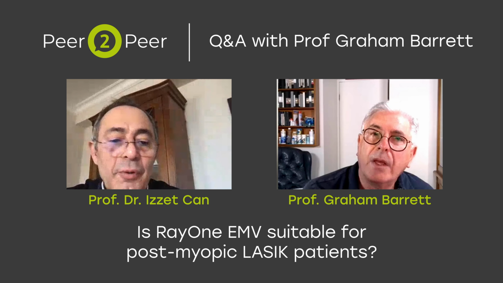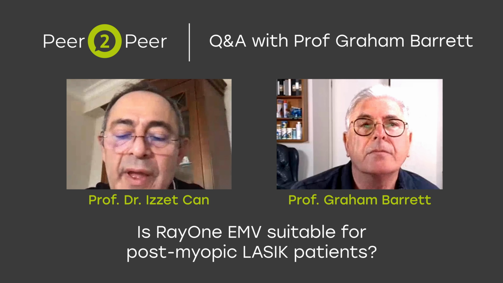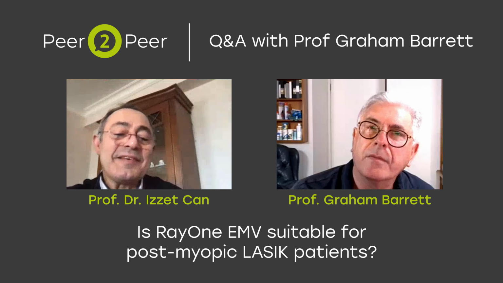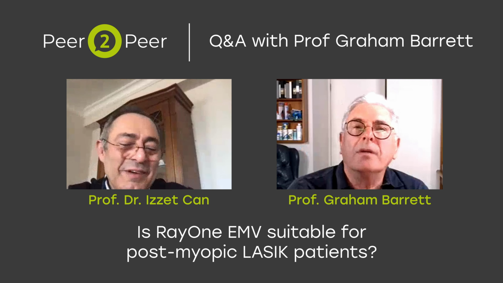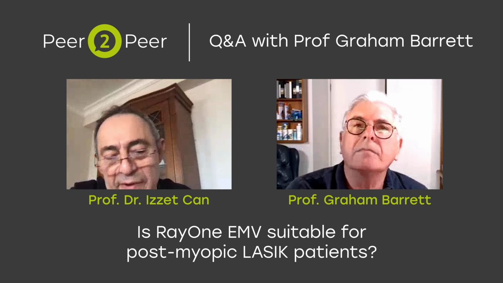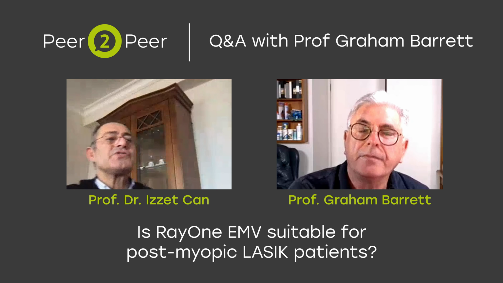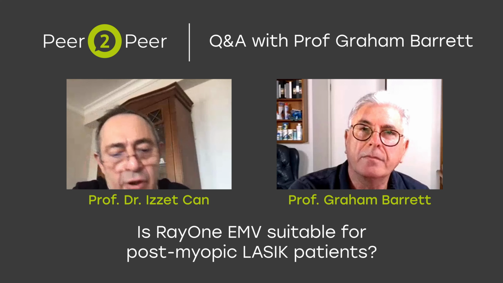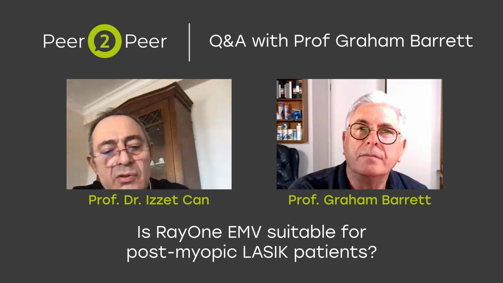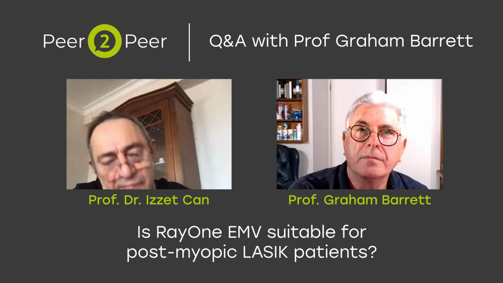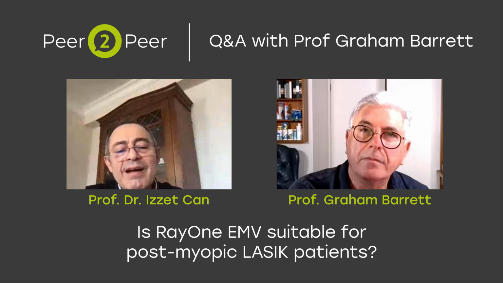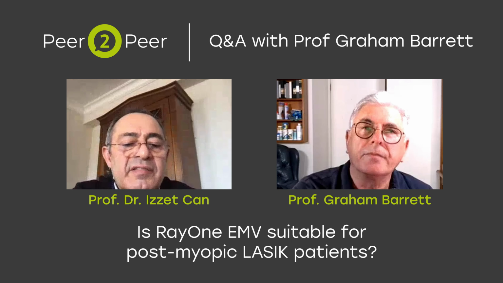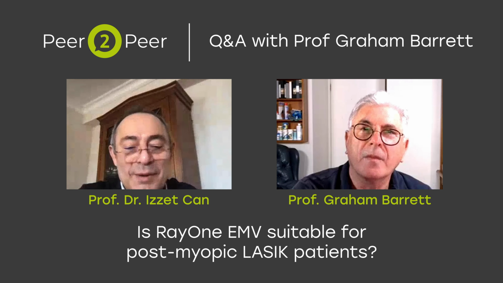For my third question, related to post-myopic LASIK patients. Probably one of the main problems is the positive spherical aberration. According to my knowledge, if you did -3 diopters in LASIK, it induces 0.1 positive spherical aberration. Is there any cutoff point if we would like to do RayOne EMV after LASIK, or we shouldn't do it in any case?